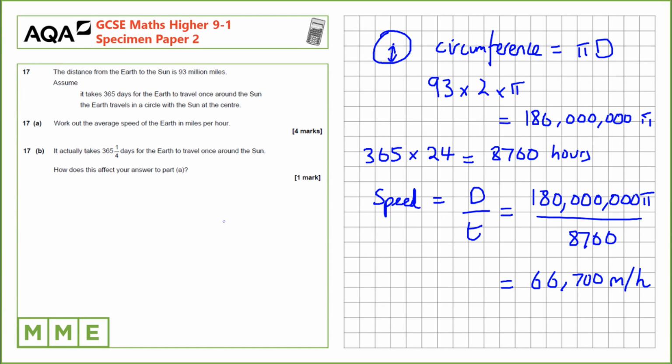17b. It actually takes 365.5 days for the Earth to travel once around the Sun. How does this affect your answer to part A for 1 mark? So, if the time taken is increased very slightly, that means the bottom of the fraction has increased slightly. If we increase the bottom of a fraction, this number is going to be larger, so we're going to be dividing by a larger number, so the speed will decrease. And that's our answer. Average speed is lower.